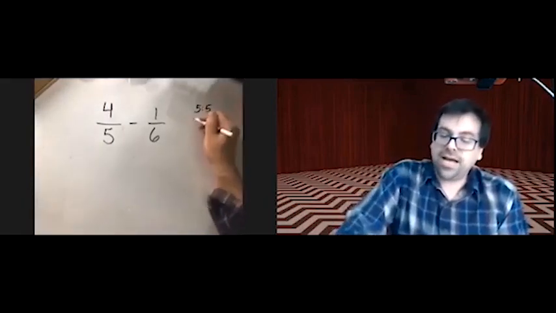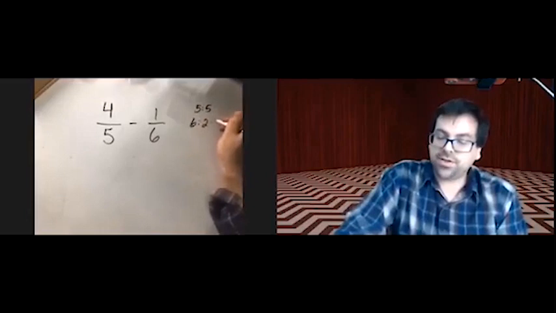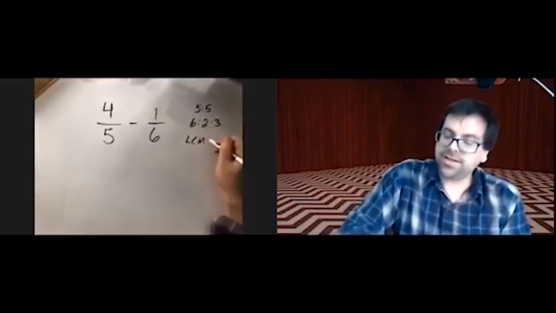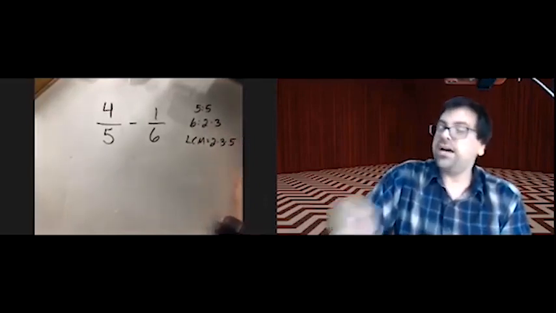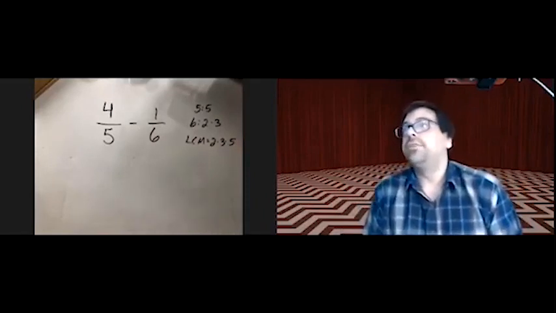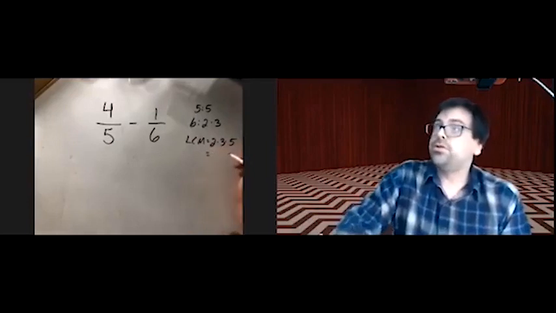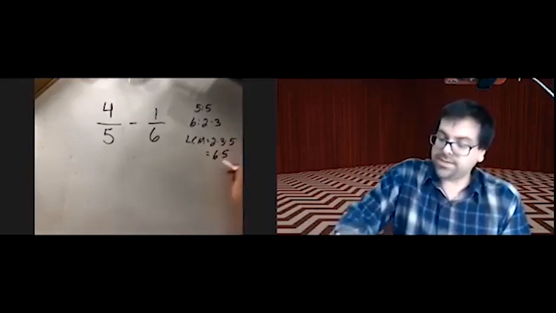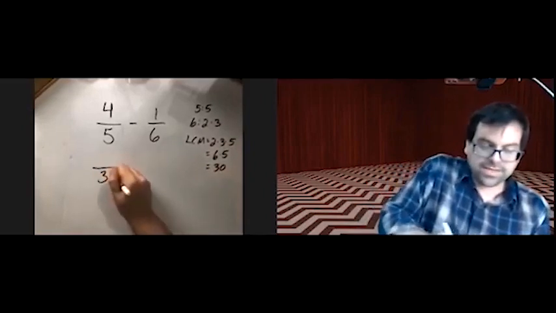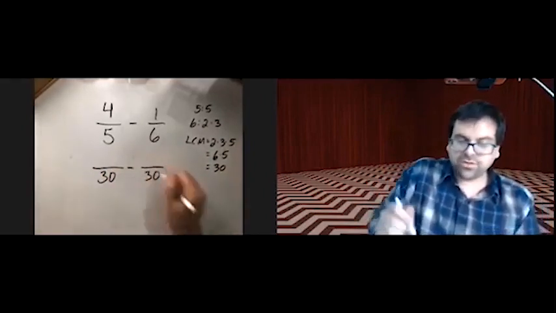Five is just 5. 6 is 2 times 3. The least common multiple of these numbers would be all the bases we have, 2 times 3 times 5, raised to the highest powers we have. That's just the first. 2 times 3 is 6, times 5 is 30. These need to be rewritten as fractions over 30.